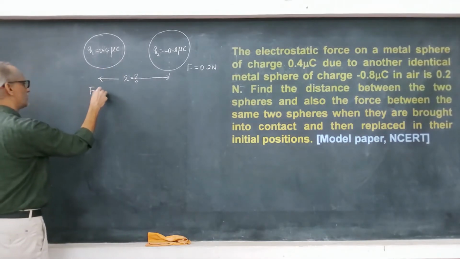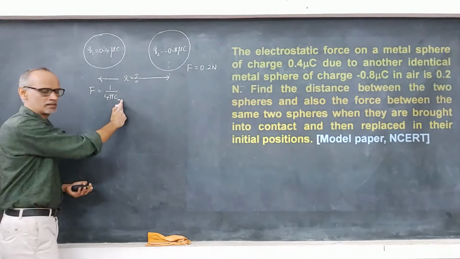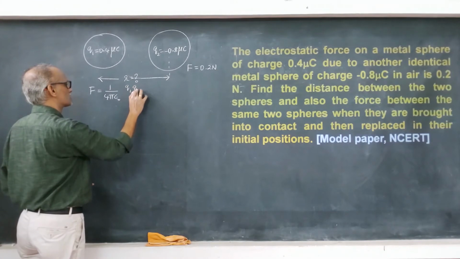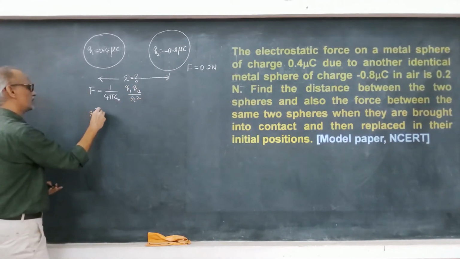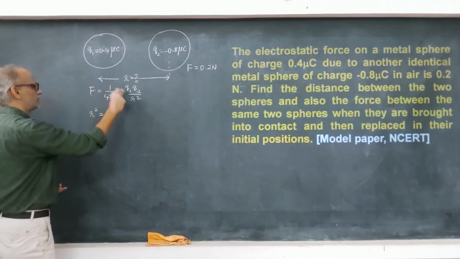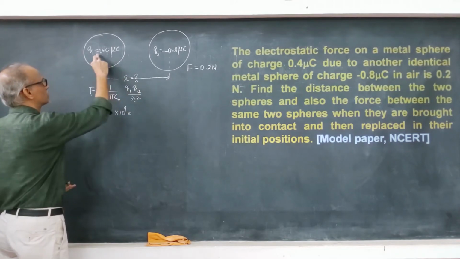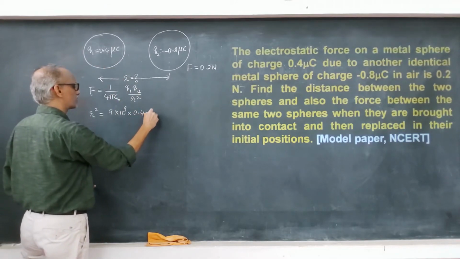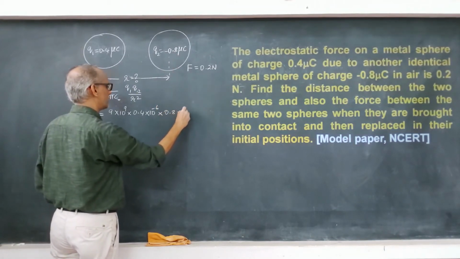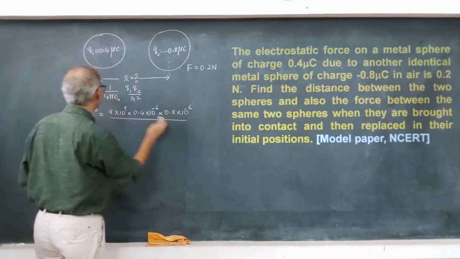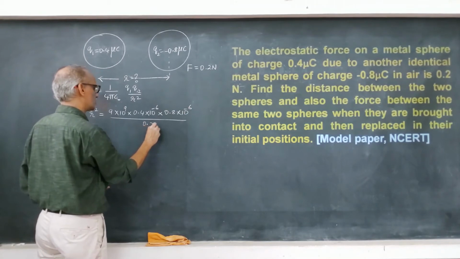So, force is given by F is equal to 1 by 4 pi epsilon naught, it is in air so epsilon r is 1, Q1 Q2 by r square, correct. So, here I want r square. So, rearrange. r square is equal to 1 by 4 pi epsilon naught, which is 9 into 10 to the power 9, into the product of the magnitudes of the charges. So, 0.4 micro, 10 to the power minus 6. Magnitude means you have to consider only the positive value, 0.8 micro, 10 to the power minus 6, divided by the force. You have to bring the force this side. What is the force? It's 0.2.